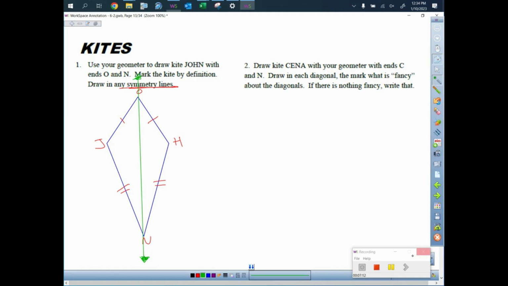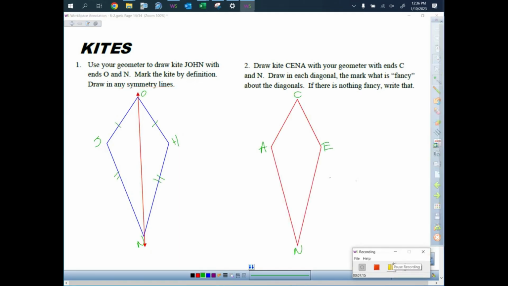Work with your neighbor. Why don't you pause the video and get that done real quick. There's mine. Don't forget you have to mark it by the definition. It doesn't matter where you put the single ticks and the double ticks, but you have to have a set of singles and a set of doubles. They say draw in the diagonals and then mark if there's anything fancy about them.